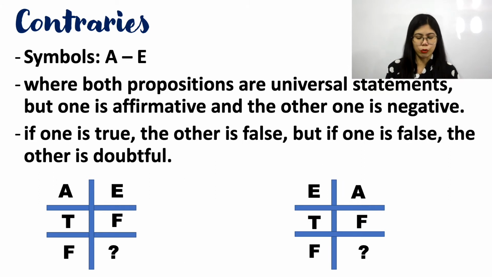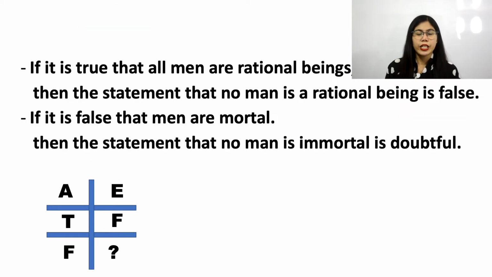Let's have another example for this. If it's true that all men are rational beings, then the statement that no man is a rational being is false. As you can see here, the first statement or A symbol is true. That's why the second statement or E symbol is false. Next example. If it is false that men are mortal, then the statement that no man is immortal is doubtful. Here, since the first statement or A symbol is false, then the second statement or E symbol, no man is immortal, is doubtful.